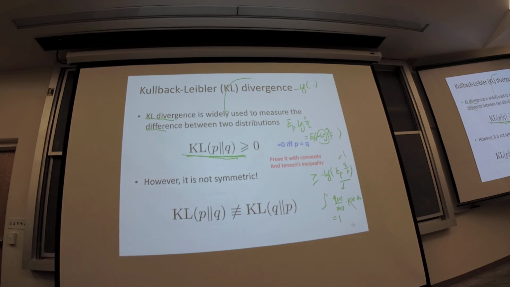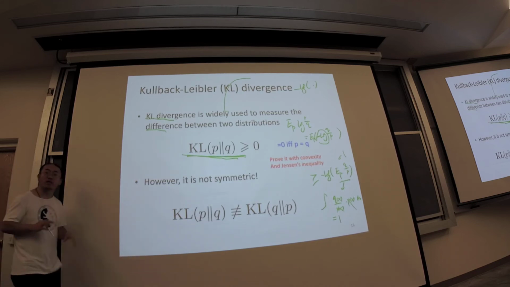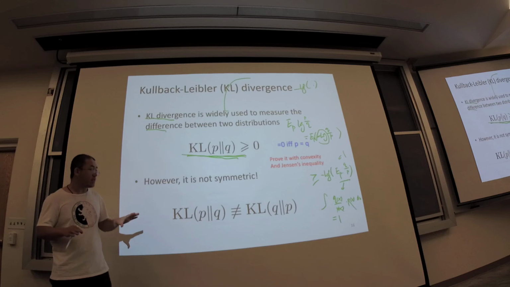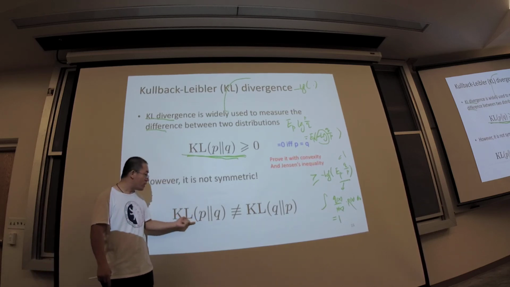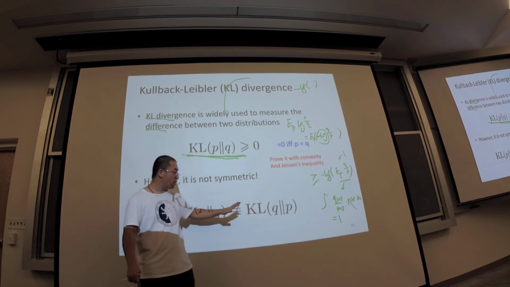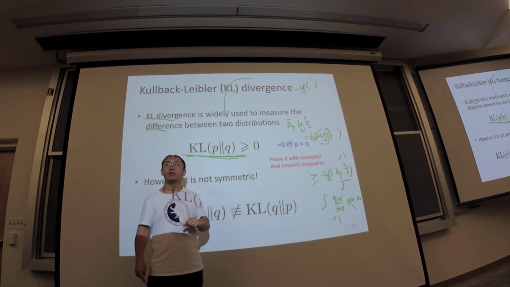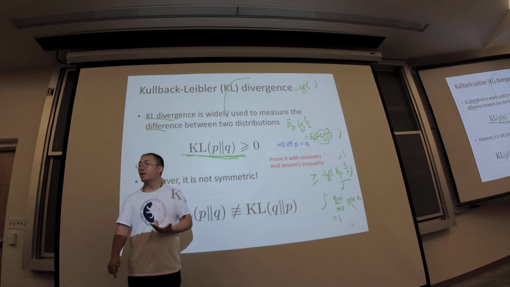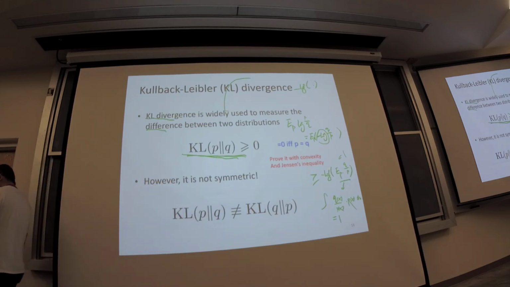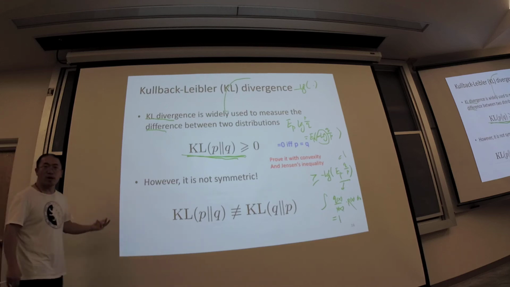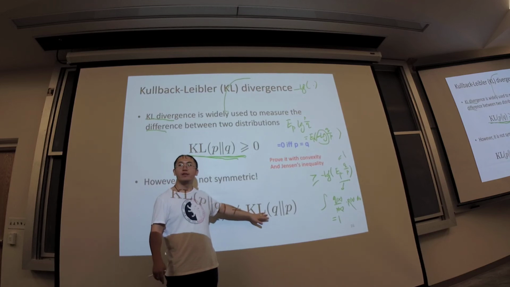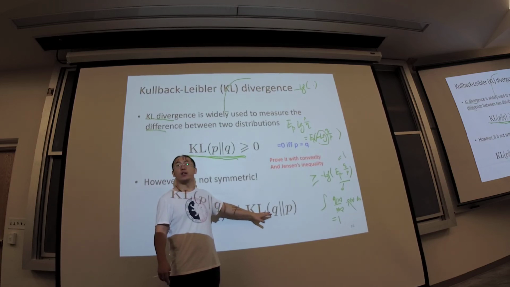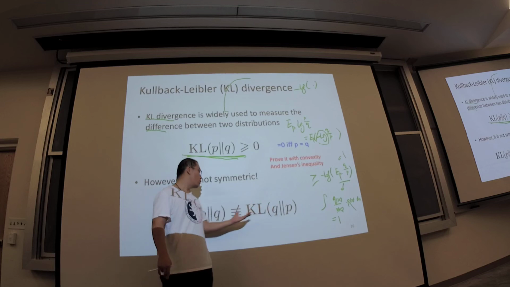But be careful, KL divergence is not a distance. The reason is that it's not symmetric, it's asymmetric. The KL divergence between P and Q usually is not equal to the KL divergence between Q and P. So that raises an interesting question. If I do approximate inference, which one should I choose? Should I choose this one or should I choose this one? The answer is there's no answer. You can choose whichever you want.